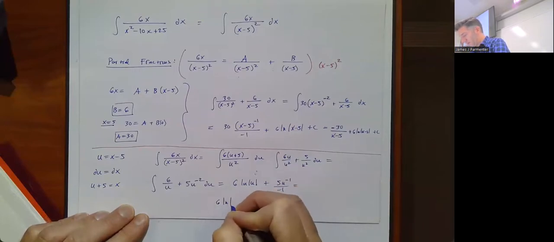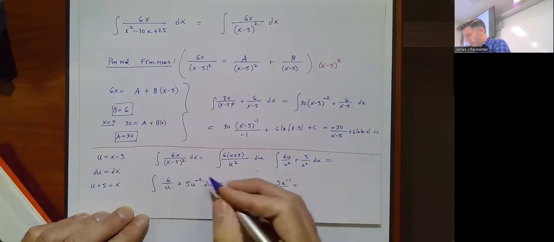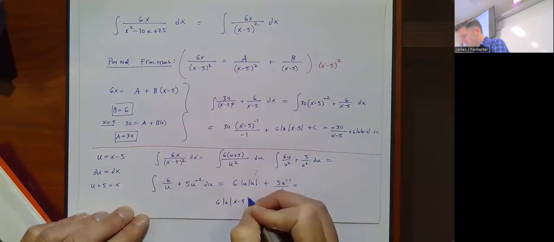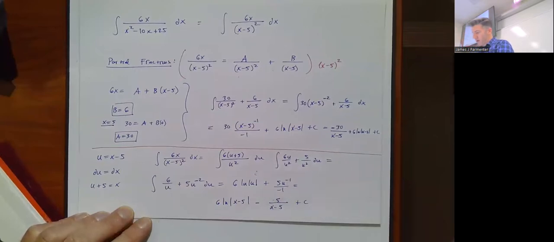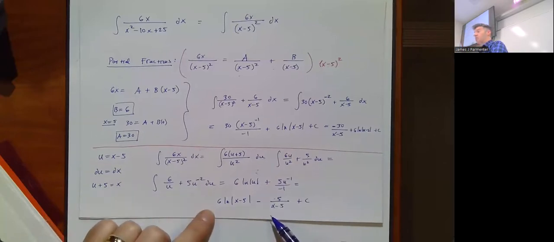6 natural log of the absolute value of x minus 5, minus 5 over u, which is x minus 5. Now I feel like I've made a mistake. Oh yeah, I did make a mistake somewhere. You guys see it? So here's the check. I see my answers look different, like two different, right?